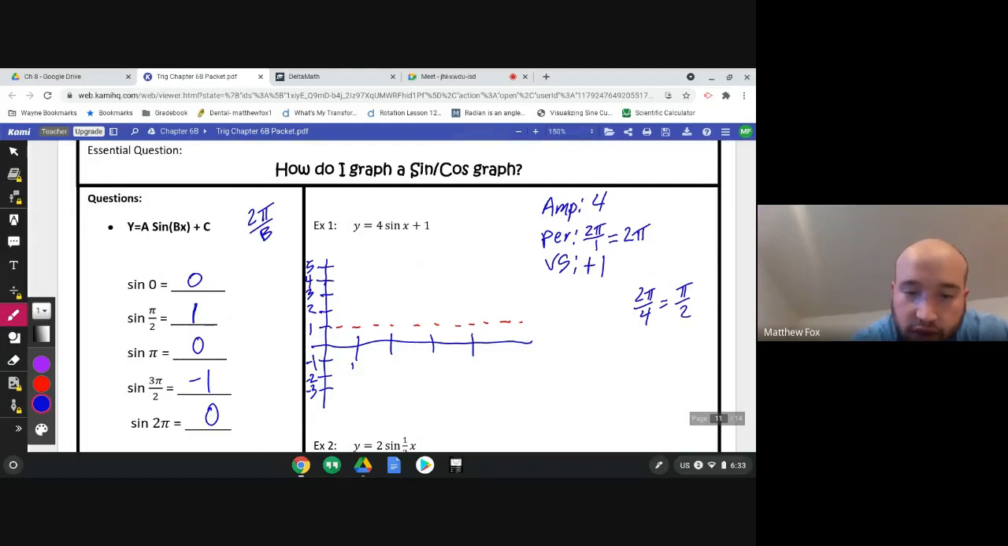So that goes right here, pi over 2. If we added that again, pi over 2 plus pi over 2 gives us pi. Add it again, we'd get 3 pi over 2. Add it again, we'd get 2 pi.